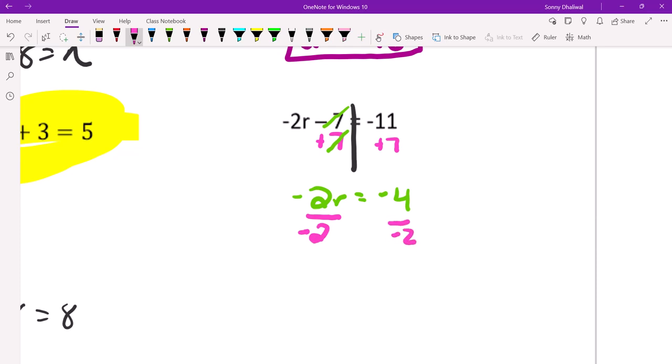Use a fraction line, not the little division symbol, because the 2's cancel out. R is equal to 4 divided by negative 2. No, just 2. But it's 2 negatives. 2 negatives make a positive.